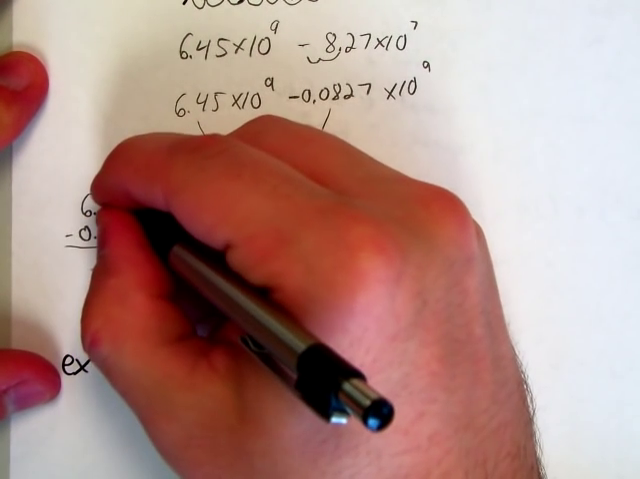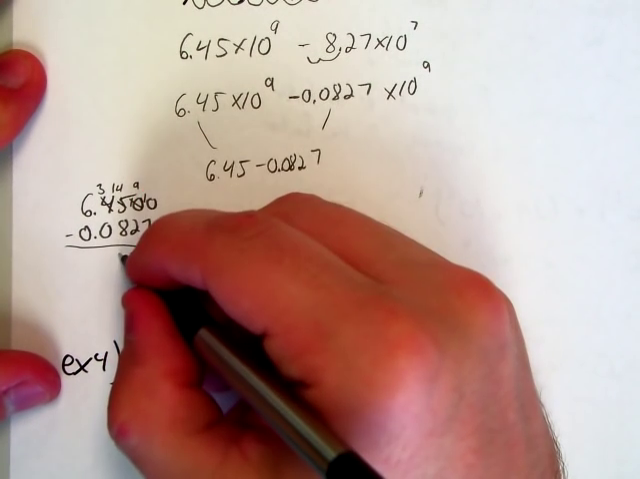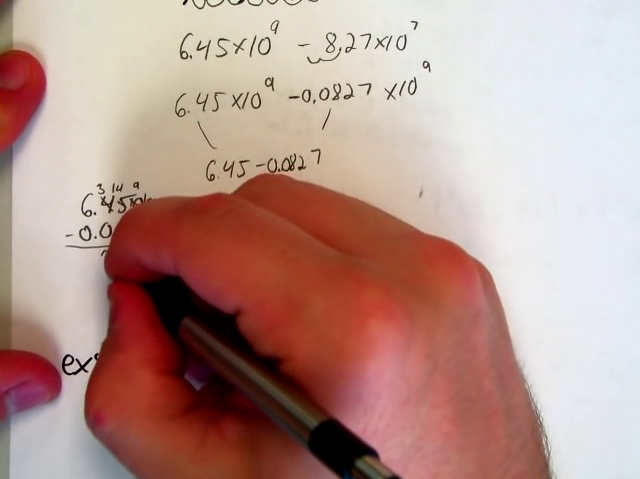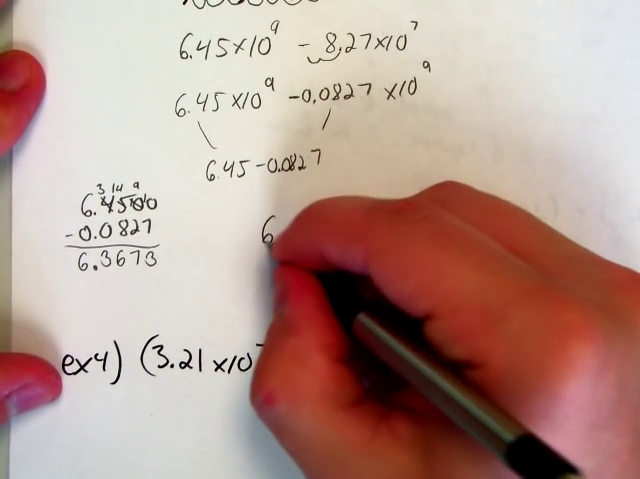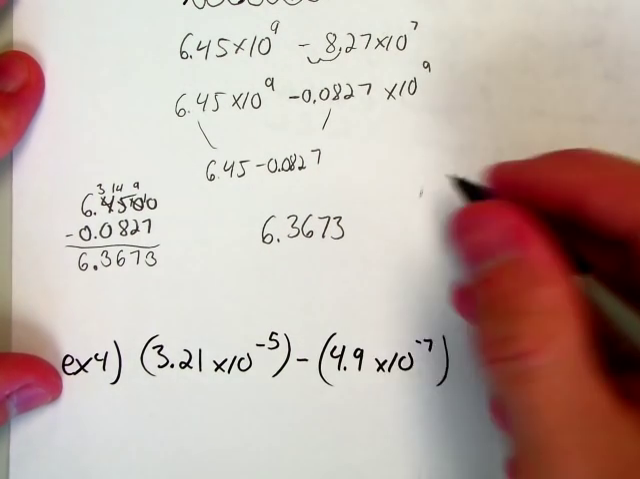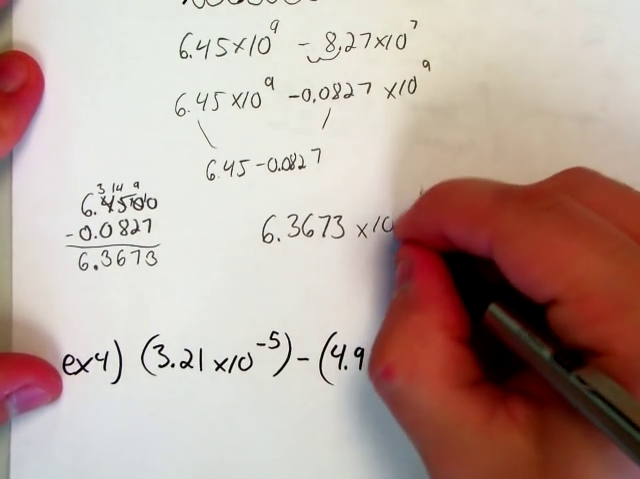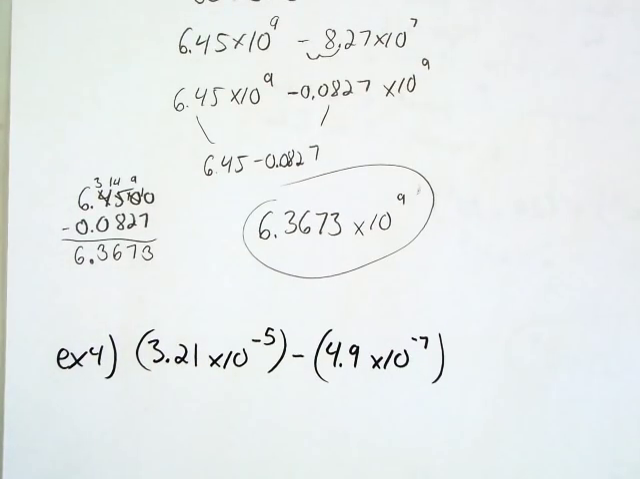I can't take 8 from 4, so I have to do this one now. But I can do 8 from 14, which is 6. 3 minus 0 is 3. 6 minus 0 is 6. Bring down the decimal point. So this is 6.3673. And then bring in the power of 10 again. So it'll be 6.3673 times 10 to the 9th.